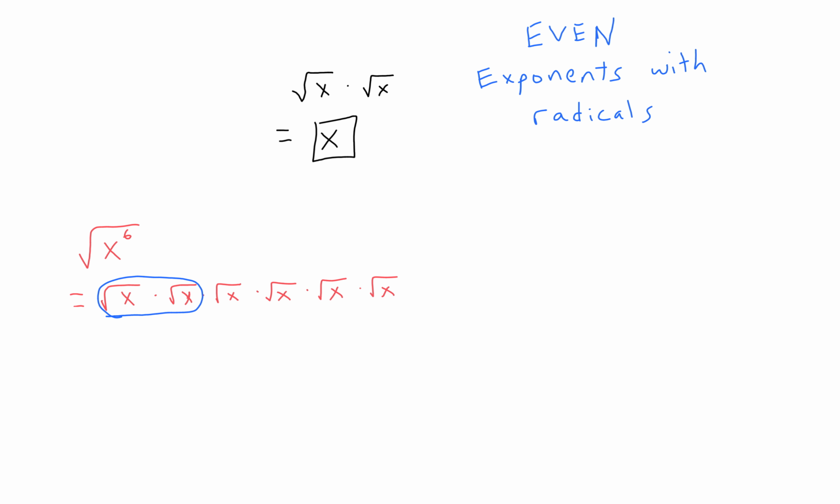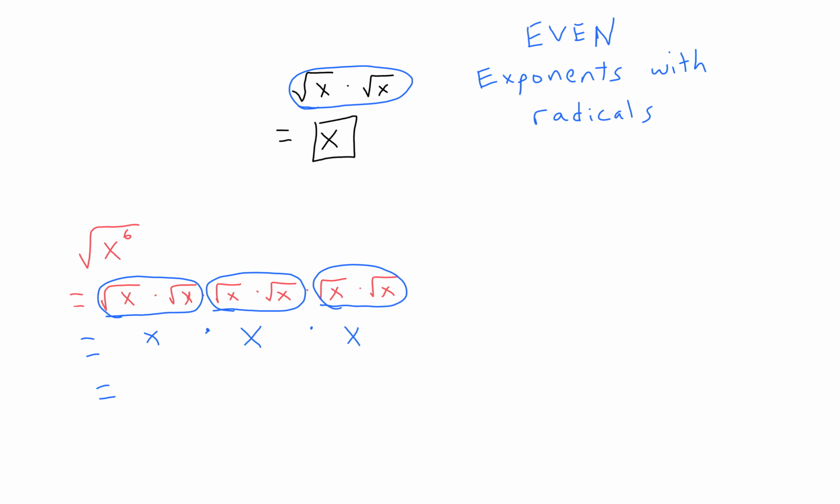So there's one pair of root x's, another pair of root x's, and a third pair of root x's. We already know that if we have root x times root x, we get x. So root x times root x is x. Another root x times root x is x. And then a third root x times root x is x again. Well, we have 3 x's.